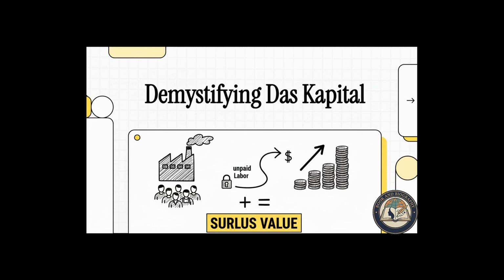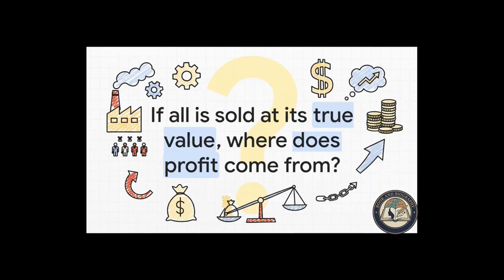So in this explainer, we're going to do something ambitious. We're going to follow Marx's chain of logic, step by step, to see how he tried to crack the central puzzle of the system. And it all starts with that puzzle. This is the mystery that's at the heart of the entire book. Just think about it. If everybody in the market is playing by the rules, if every single thing is bought and sold for what it's actually worth, no cheating, no tricks, then how does anyone consistently make a profit?